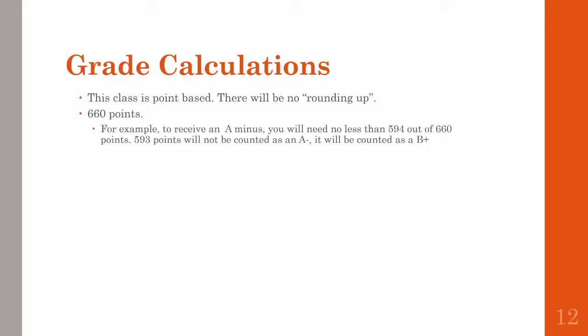This class is point-based, and that means there won't be any rounding up. The entire class is worth 660 points. That means, for example, to receive an A-, you will need no less than 594 points. If you get 593 points, it won't be counted as an A-, it will be counted as a B+.